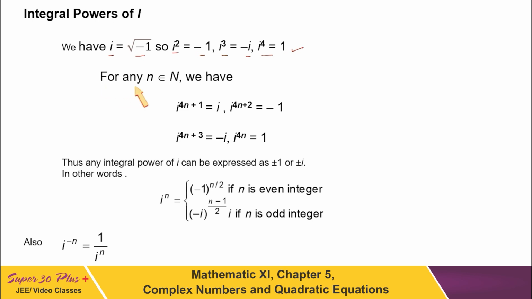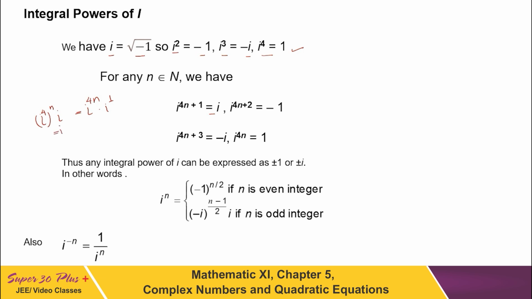For n belongs to natural number, we can write iota to power 4n plus 1 is equal to iota, because iota to power 4n plus 1 can be written as iota to power 4n into iota to power 1, and as we know iota 4 is 1, means you can write it is iota to 4 whole power n into iota, means it is 1, and remaining portion is only iota.